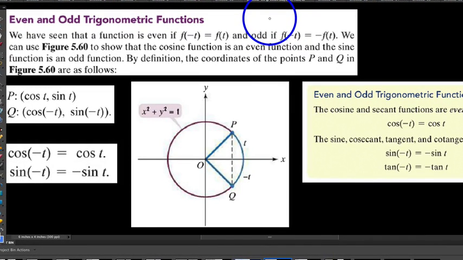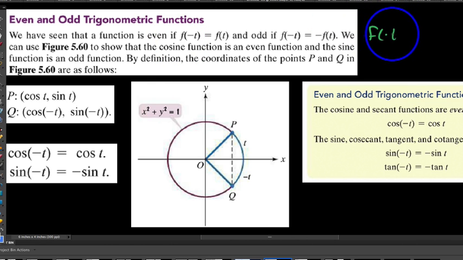Okay, YouTube, in this video we're going to emphasize the evenness and oddness of some of our trig functions and how it's kind of beneficial when it comes to helping us evaluate them. So let's go ahead and start by redefining what we mean by even and odd functions in the first place. So we've seen that a function is even if and only if, as a matter of fact.